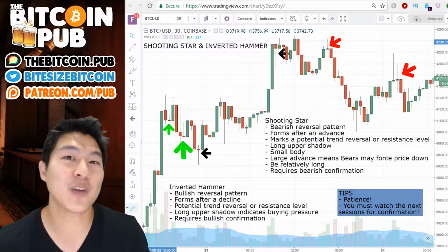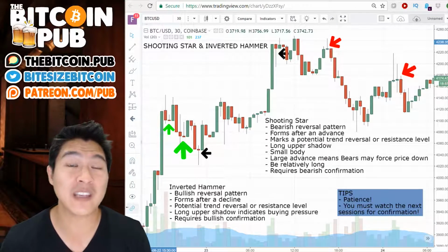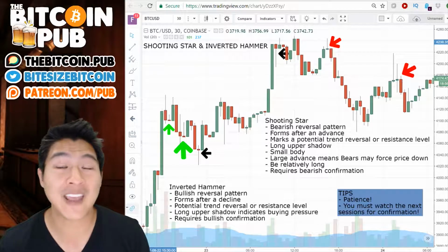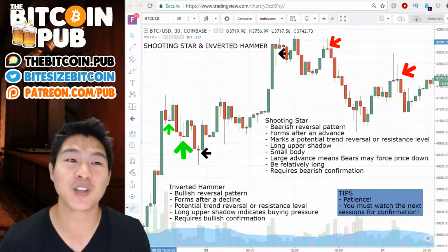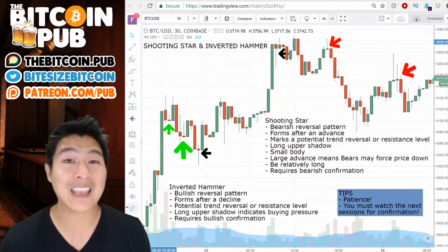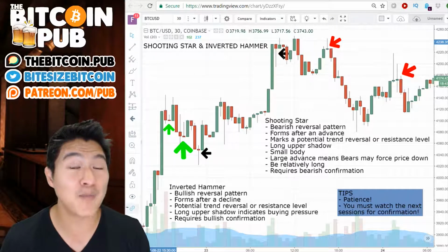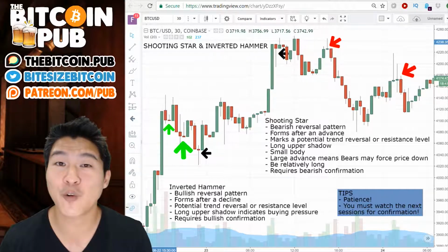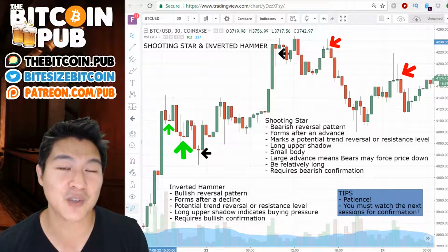Okay, so again, yesterday in day 21 of Bitcoin 90-day challenge, we talked about the hammer and we talked about the hanging man. Today, we're going to introduce two more candle archetypes called the shooting star and the inverted hammer. They work in a similar way, but again, both require confirmation of the pattern. So let's just jump right in and let's get to some examples.